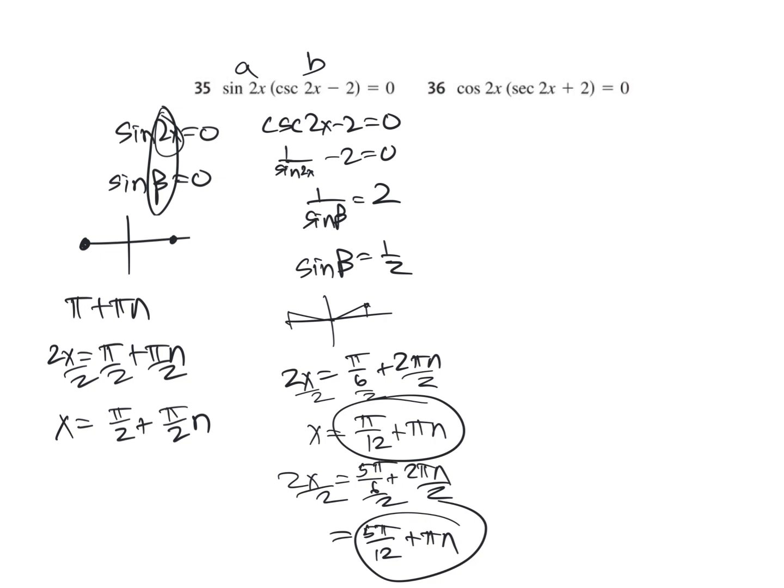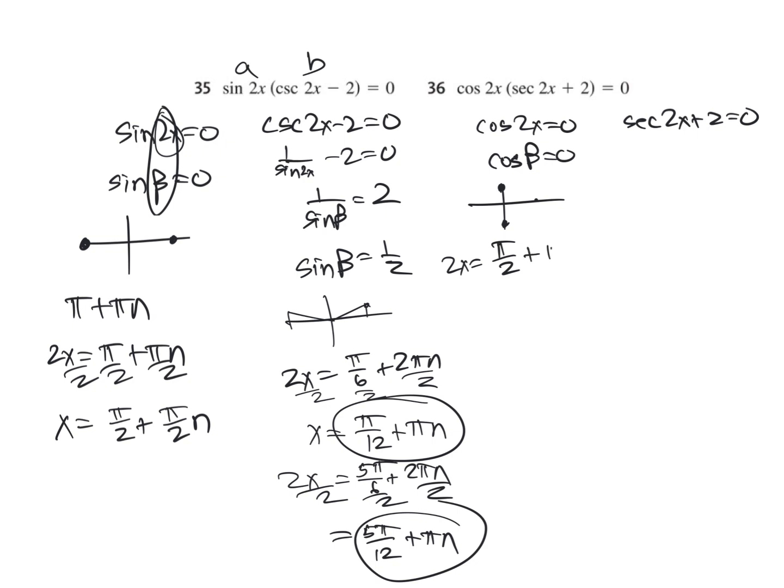36. So the cosine of 2x equals 0, and the secant 2x plus 2 equals 0. So we'll just say the cosine of beta equals 0. Where does x equal 0? X equals 0 at pi over 2 and 3 pi over 2. So that would be at pi over 2, beta is 2x, equals pi over 2 plus pi n, since they're 180 degrees apart. Divide by 2, and x equals pi over 4 plus pi over 2n.